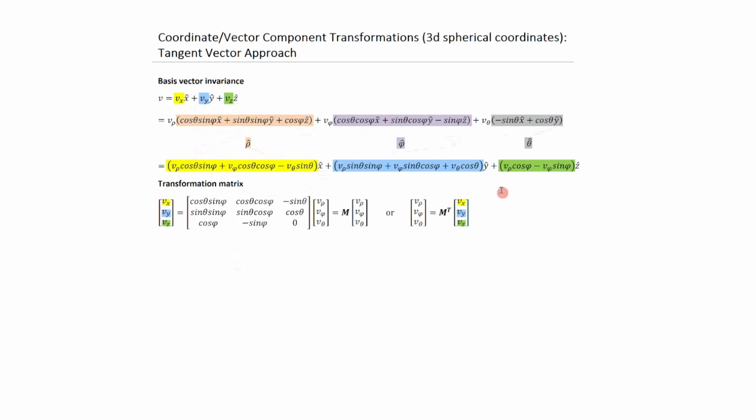And so now we equate, first regrouping things so that everything here is grouped in terms of x hat, y hat, and z hat. And then write everything out in matrix form, which is what I've shown here. And we end up with a matrix here, which now is M. Or if we want to invert, which means express V rho, V phi, V theta in terms of x, y, and z, then that just becomes the transpose of that matrix. So that more or less gives us the process for coming up with the transformation matrices.